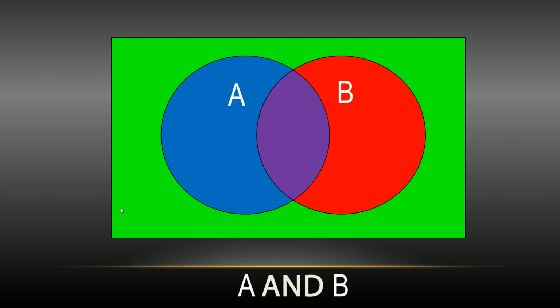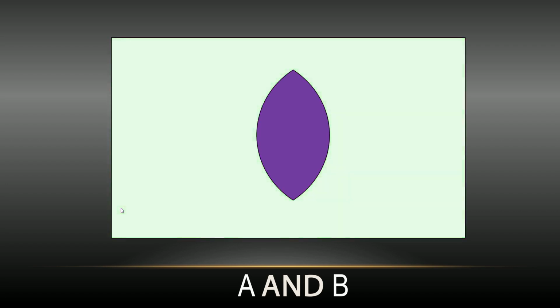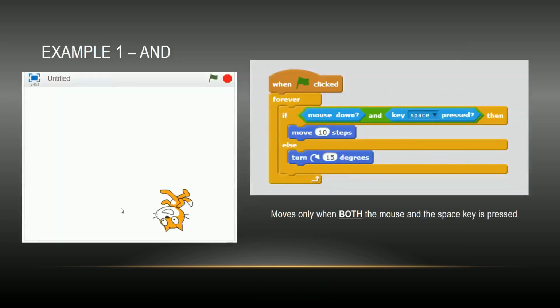Okay, welcome back. So if you thought about what's green and spotty, it was always in the middle part, wasn't it? So the purple section, or where it intersects, is what is "and". Okay, so we're going to now make a little simple Scratch game that looks like this.